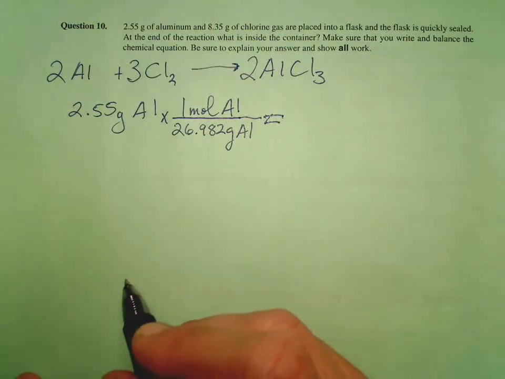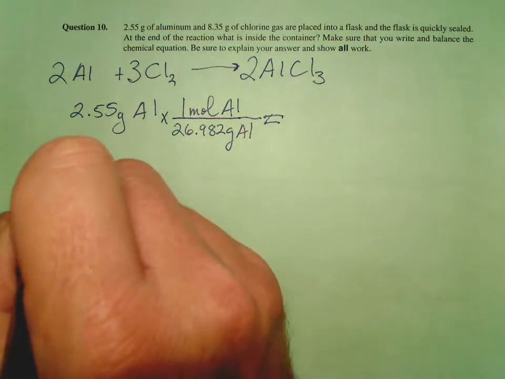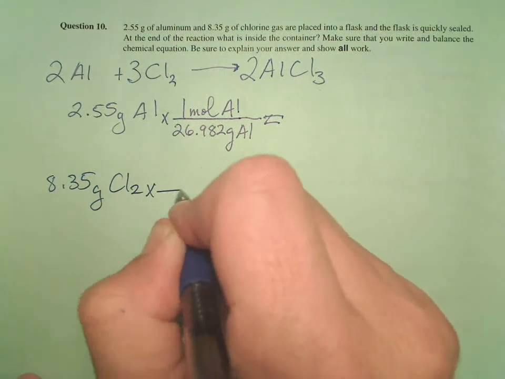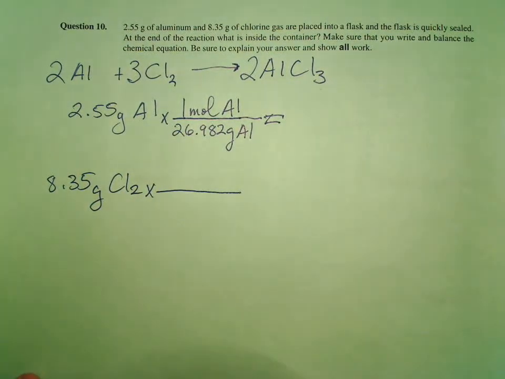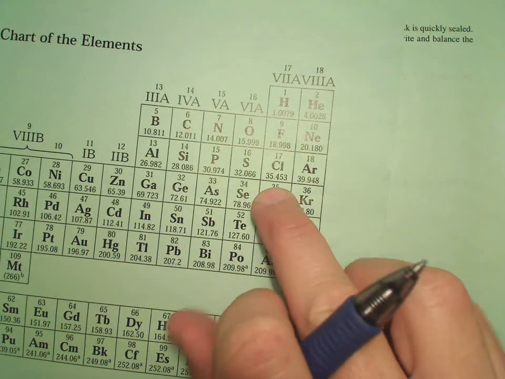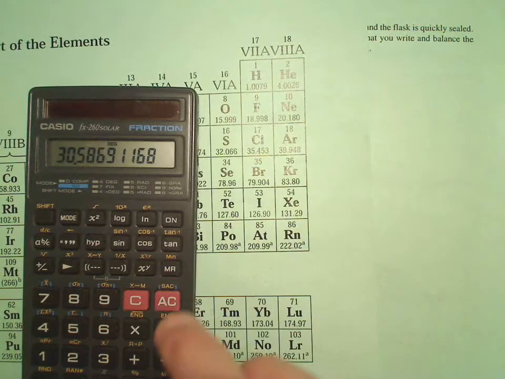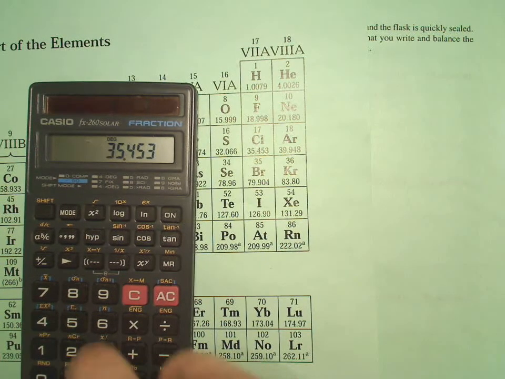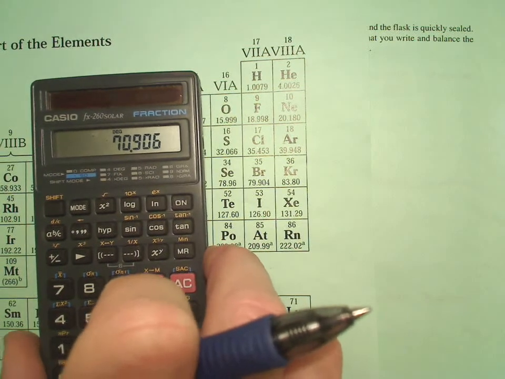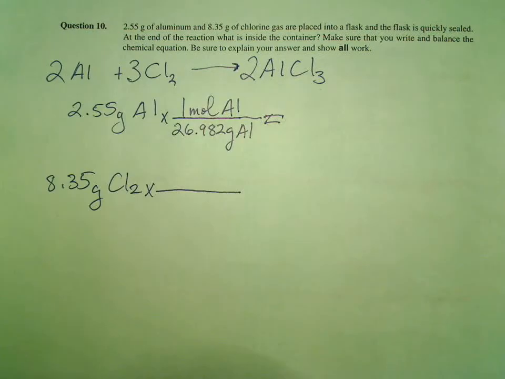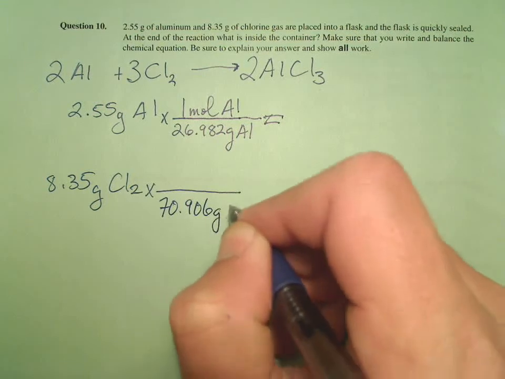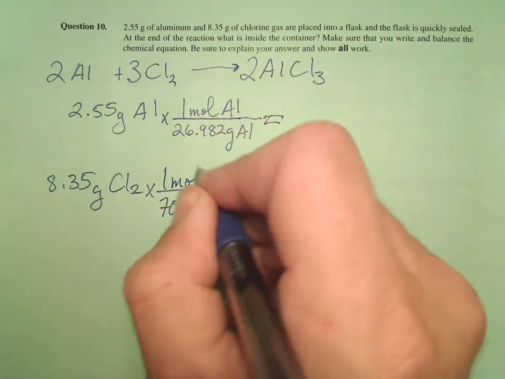Do the same thing for Cl2. 8.35 grams of Cl2. Use our molar mass. 35.453 times 2, 70.906. So 70.906 grams of Cl2. That's 1 mole Cl2.